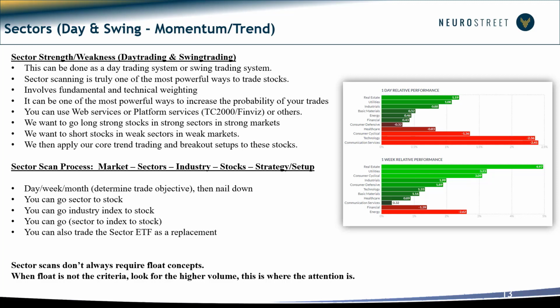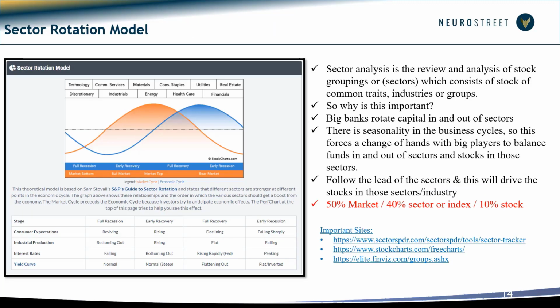So I'll give you an example. We want to first determine your objective. Are you day trading or are you swing trading? Then we can nail down the sector to the stock. You can also go into the industries, right? And then you can nail down how you want this to work. Now I'm going to show you how to do this. We're going to do this together. But the concept behind this is that sector scans don't always require float concepts. Like float is not always a requirement for everything that we do, just so you understand that. But higher volume is. We want to have volume in the stock for liquidity. But let's talk about this, right?